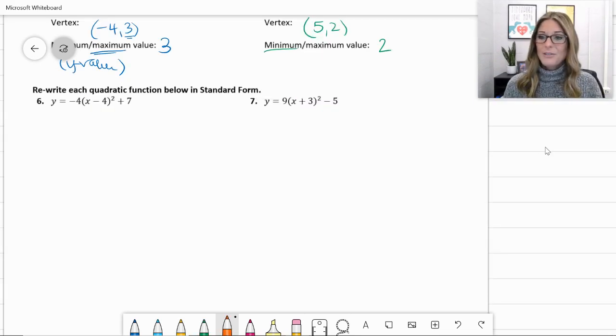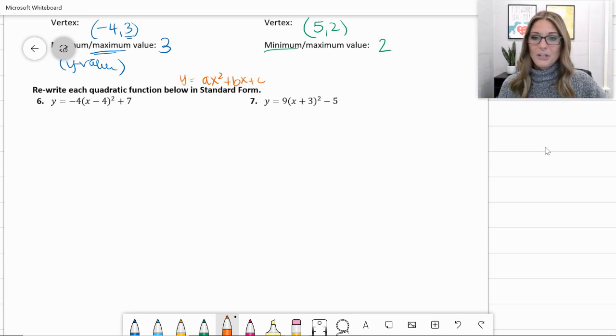So the last thing we're going to do on our notes is rewrite our functions in vertex form into standard form. As much as I love vertex form because I can just pick out that vertex so quickly, sometimes rewriting it into standard form helps us graph it or answer questions. So number 6, y equals 1/4 times x minus 4 squared plus 7. Let's change it into standard form. And just to remind you, standard form looks like ax squared plus bx plus c.